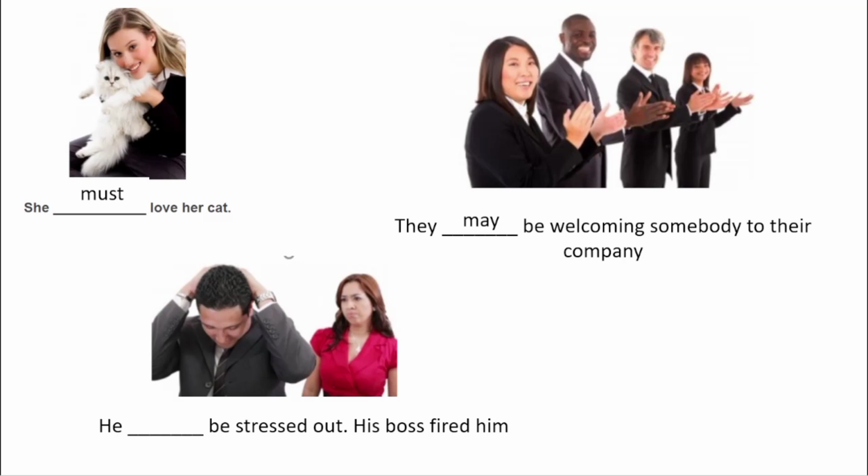Okay. And then the last example. We can see that the man is sad, the man is upset. So he must be stressed out. His boss fired him. Okay, we can see from the picture. So we can use must because we are sure and we have evidence from the picture. Okay? All right, that's all for the modal verbs of deduction.